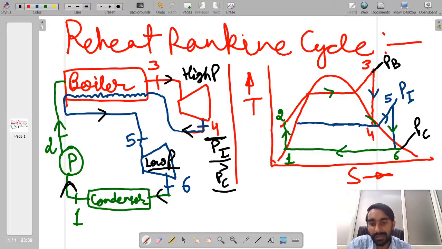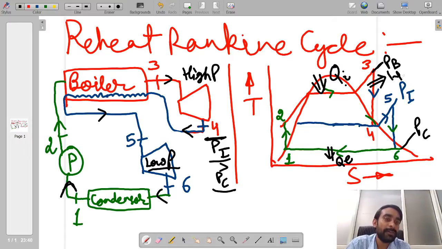Now what will be happening? If you try to see, our heating process is happening from point number 2 to point number 3, so over here heat is being added, and then the heat rejection process is happening from point number 6 to point number 1. Say QE is the amount of heat rejected. Now we will have two turbine works. The first turbine work is done in the process 3 to 4 as WT1, and then a certain amount of work we get in the second expansion stage of the turbine as WT2.